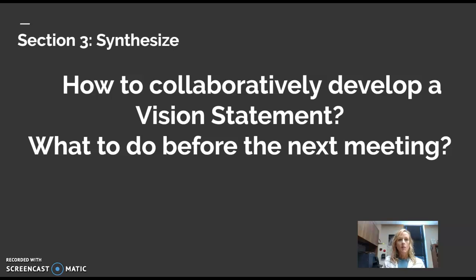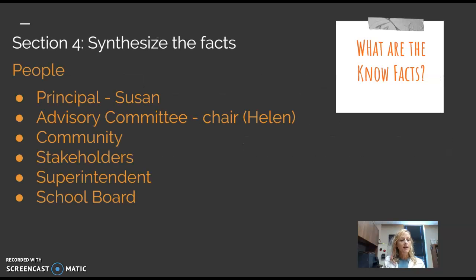So I kind of came up with these two statements on kind of what we want to happen next, how to collaboratively develop a vision statement, and how to do this, or what needs to be done before the next meeting. So we're going to look at the facts. The facts are the people. We have Susan, the principal, the advisory committee with Helen as the chair, the community, which is all the people around, the farmers that are part of that stakeholders, which would be also parents, students, the superintendent, and the school board.